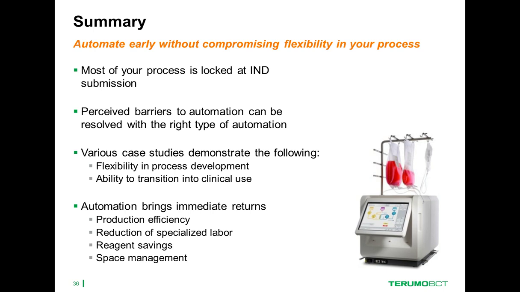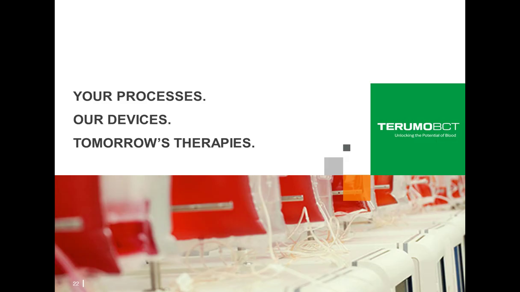Finally, the examples illustrate how automation can bring immediate returns, including production efficiency, reduction of specialized labor, reagent savings, and real estate savings in both academic and commercial settings. With this, I thank you for your attention and will be happy to take any questions. Thank you.